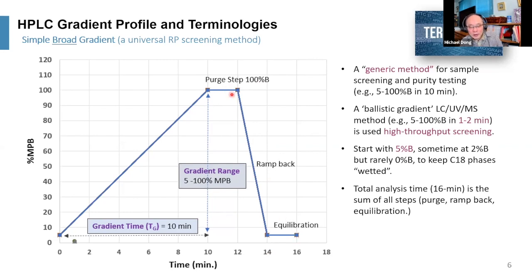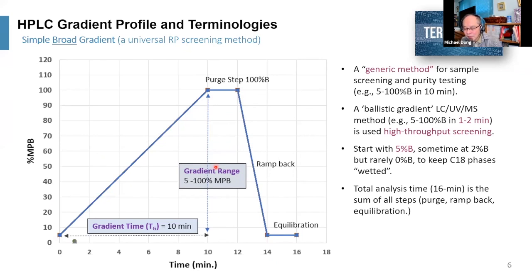And then you ramp back, right? The ramping back is rapid. You can use 0.5 minute. You can use 0 minute. You can use 1 minute. But you do it very quickly, right? You don't want to waste time, right? There's no point to ramp back very slowly. Do it very quickly. Okay, so this is a simple broad gradient profile. Now, I also call this method a universal screening method.